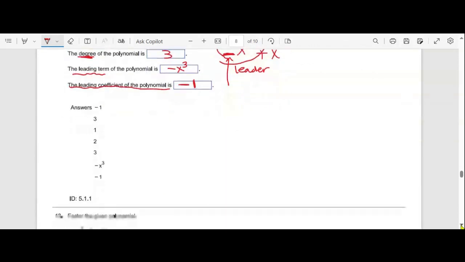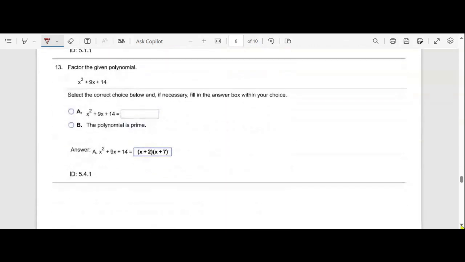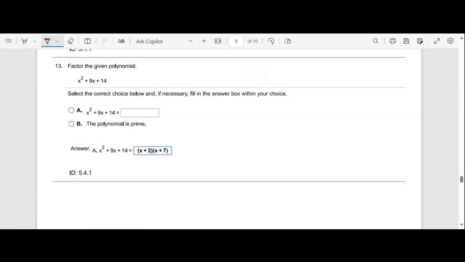Any questions? No. Yalla, let's go to the next one. Who's going to read this? Muhammad. Factor the given polynomial: x squared plus 9x plus 14. 14 can be what? 14 times 1 or 2 times 7. But you need the total to be what? 9. So which one will you use? 2 times 7. 2 and 7.